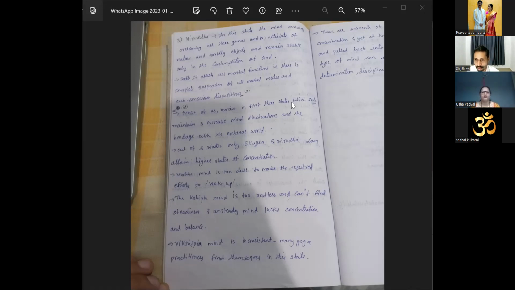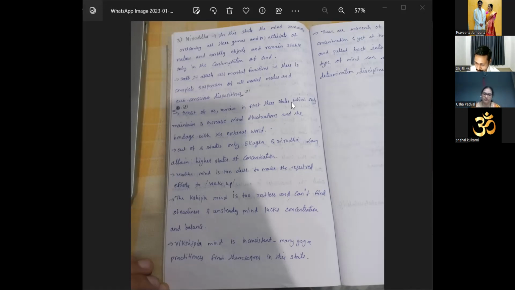Mudha mind is too dull to make the required efforts to wake up. Kshipta mind is too restless and can't find steadiness, and the unstable mind lacks concentration and balance. The first one, Mudha mind, is very dull. It needs a lot of effort to wake up. If you are in the Kshipta mind, it is restless, so it is unstable and you cannot find steadiness. So it lacks concentration and balance.